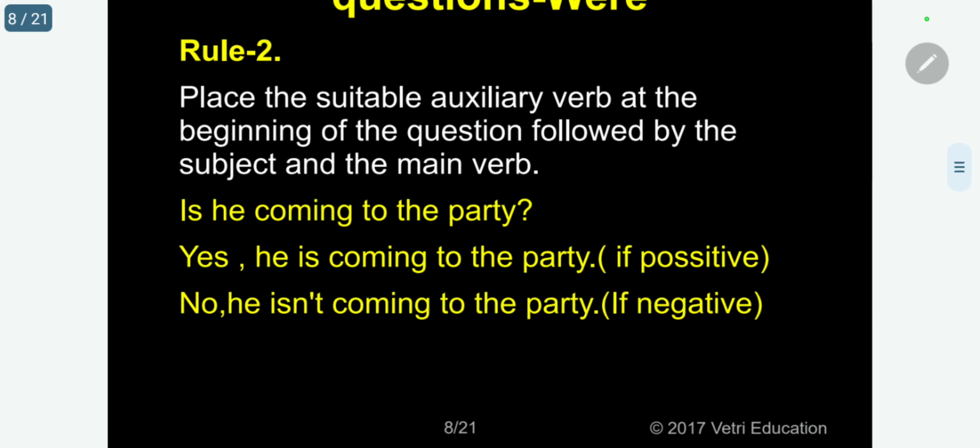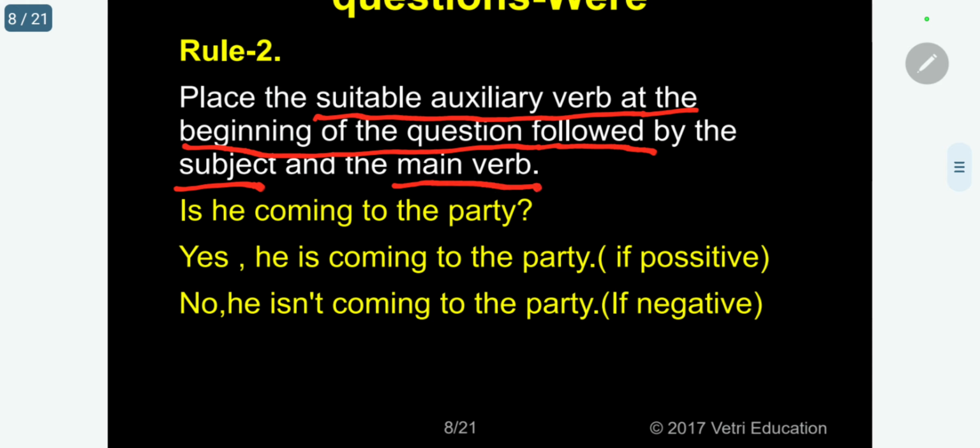So rule number 1: identify all the verbs, the auxiliary verbs. Rule number 2: place a suitable auxiliary verb at the beginning of the question, followed by the subject and main verb. Please follow, this is the most important. What auxiliary verb do I have to use? Suppose I am using I as the subject, I cannot use is. So I have to use am I. Please follow, am I. Only that is the suitable auxiliary verb to raise a question.